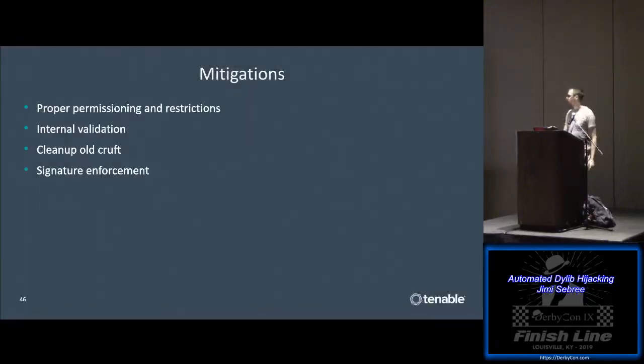Mitigations, there's not really anything good you can do other than proper permissioning and IT and dev rules. More or less just kind of clean up after yourself. If you have code that you're not really using anymore, just get rid of it. If you're having paths that you're not actually using, take them out of your RPath listing. That's pretty much it.